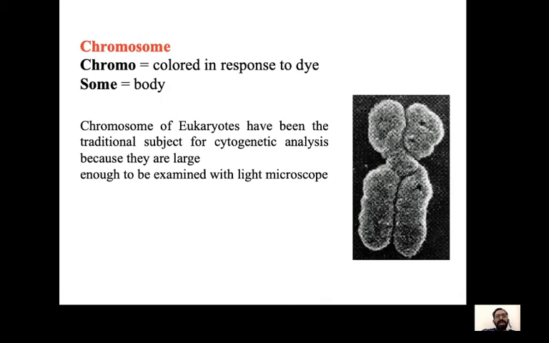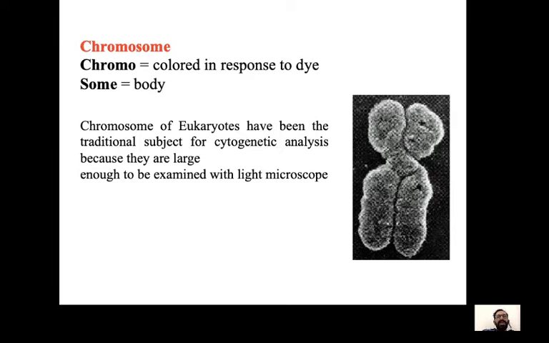Chromosome is basically a combination of two words, chromo and some. Chromo means the color body. The first time it was seen as a color body after dyeing with certain dyes, so that's why they are named chromo. And as they were color bodies, they added the some, that means the body, so that became the name chromosome.